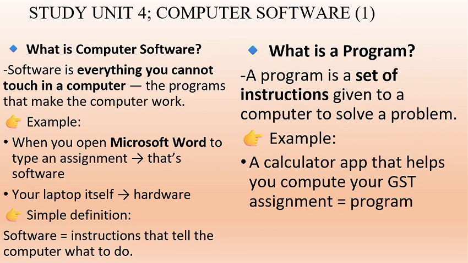So let's look at the simple definition here. What does software mean? Instructions that tell the computer what to do. Software equals the instructions that tell the computer what to do. So software is a kind of program. It's a kind of instruction that tells the computer what to do.